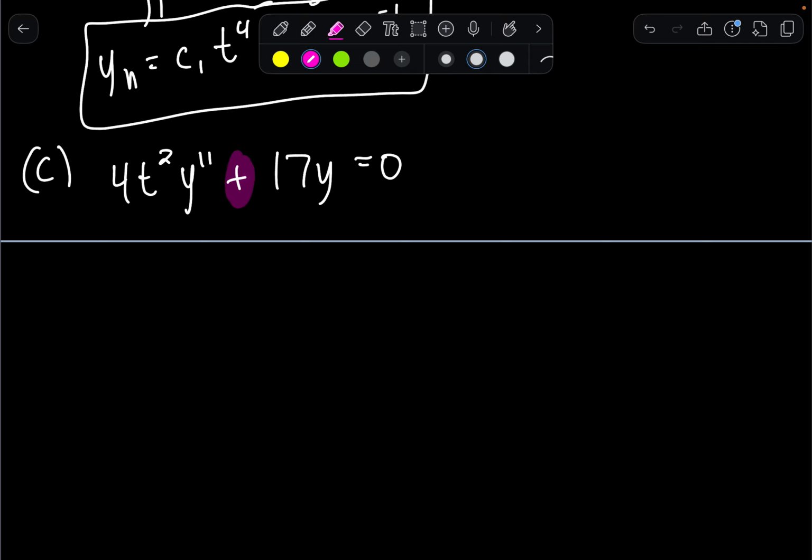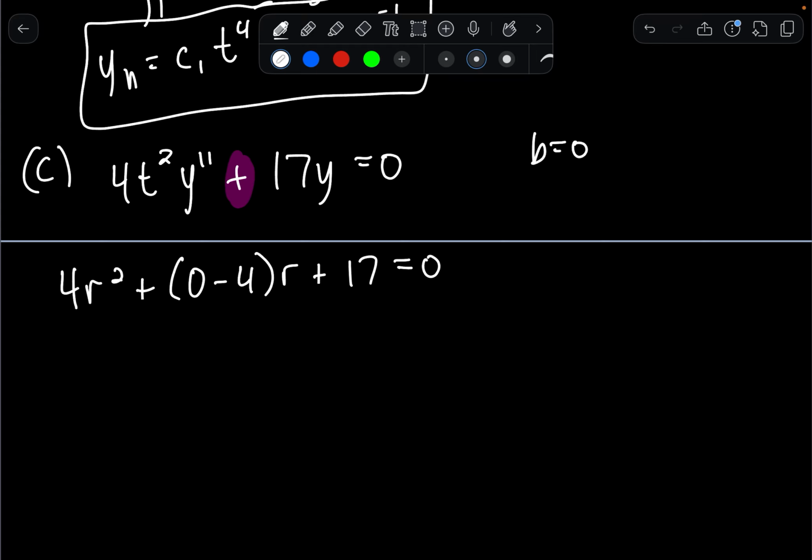There is no y prime term, which means that b is equal to 0 when we are creating our characteristic equation. So it is 4r squared plus (b minus a)r plus c is equal to 0. There's the characteristic equation, and we can take it one step further. So 4r squared minus 4r plus 17 equals 0.